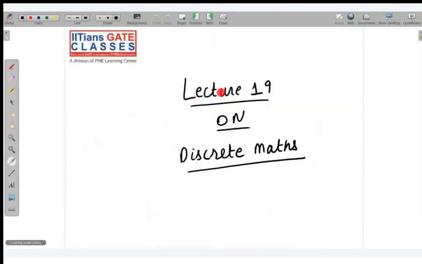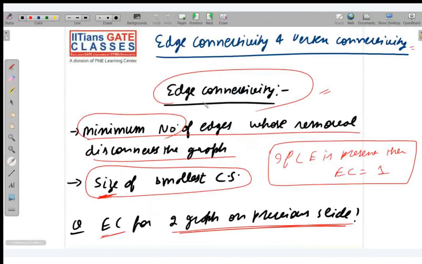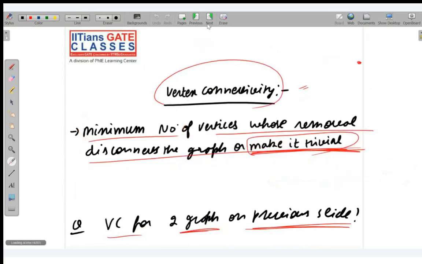So hello everyone, this is lecture 19 on discrete mathematics, and in the previous lecture we were discussing edge connectivity and vertex connectivity. So what was the edge connectivity? It was the minimum number of edges whose removal disconnect the graph, and the size of the smallest cut set is nothing but your edge connectivity. So edge connectivity we have done in the previous lecture itself. I am just going to revise the thing so that we get more clarity.